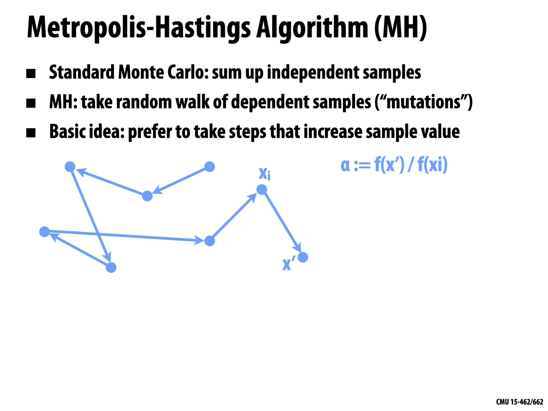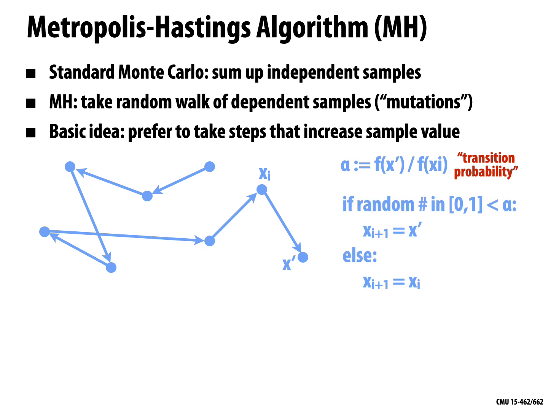In particular, I could say that alpha is the ratio of the function value, the integrand value at the new point divided by the integrand value at the previous point. That value is something I'm going to call the transition probability. Now, one thing to be careful of, it's not quite a probability, right? Because it could be much bigger than 1. The value at the new point could be 100 times bigger than the value at the old point.